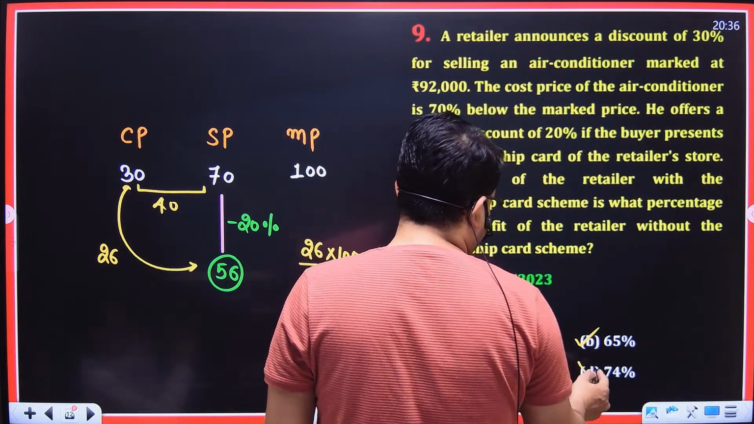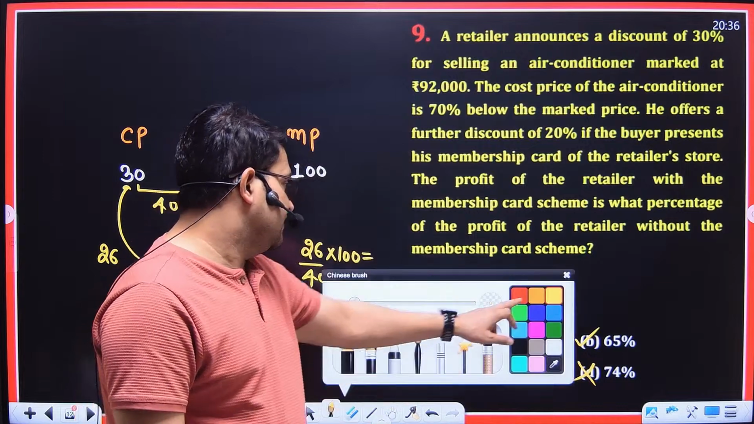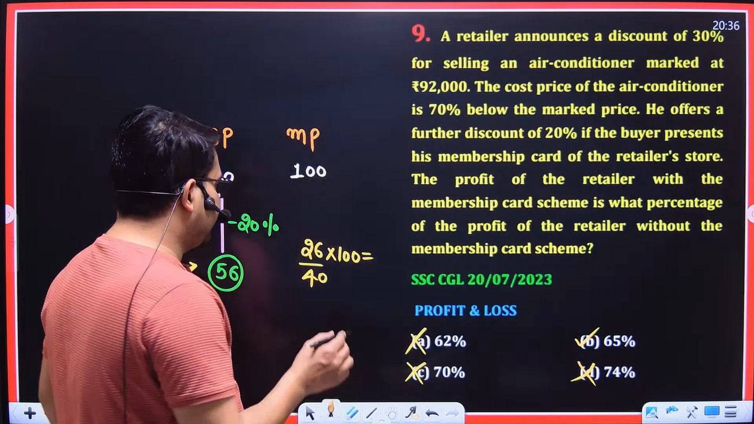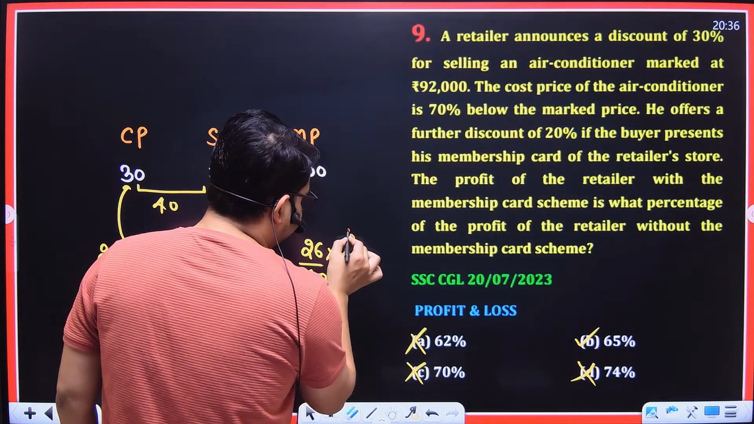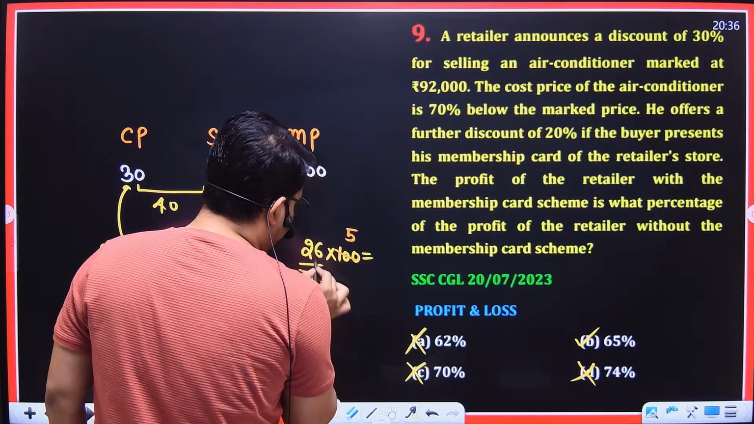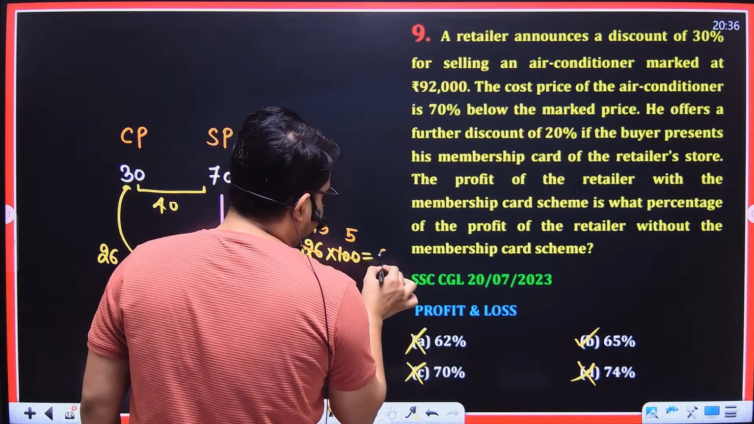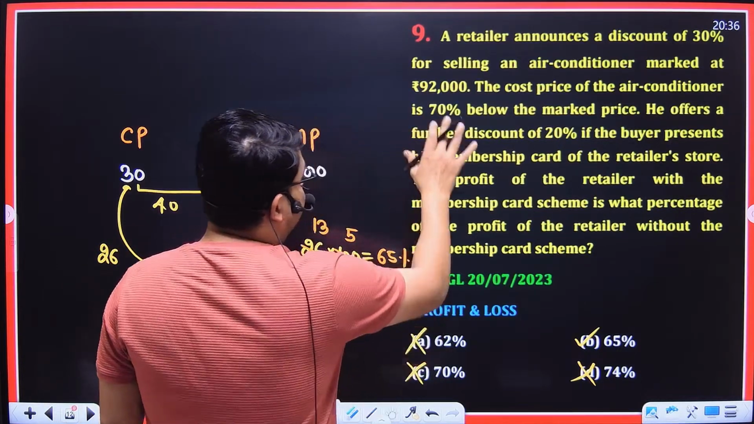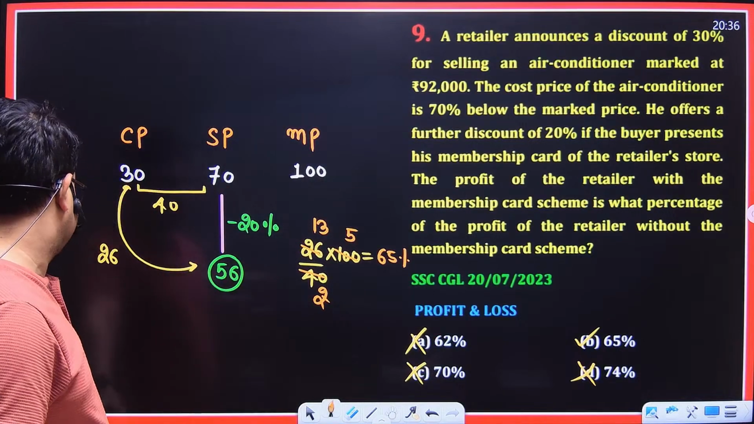Because we have 26, my answer should be a multiple of 13. So if you want to solve it, 5 times 13 is 65, so 65%. You can give your answers without doing the full calculation.